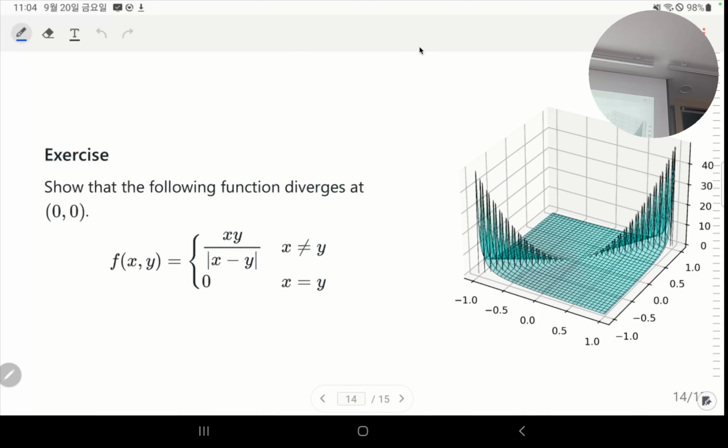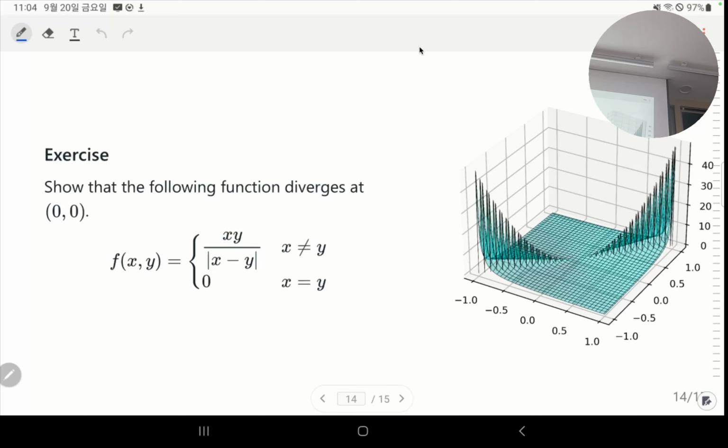So let's look at another example of divergence. The reason why I'm showing these non-examples, counterexamples of convergence, is that most of the time it's hard to figure out whether it's convergent or divergent by looking at the graph of a function. So you have to look at the formula or some other ways to figure it out.